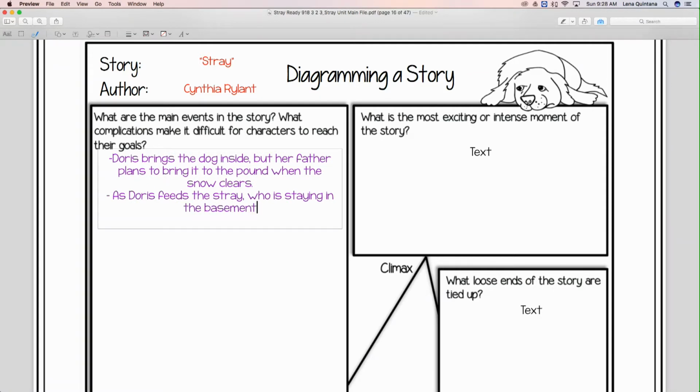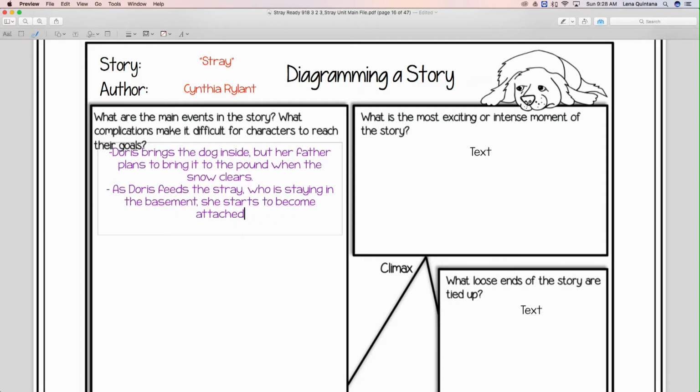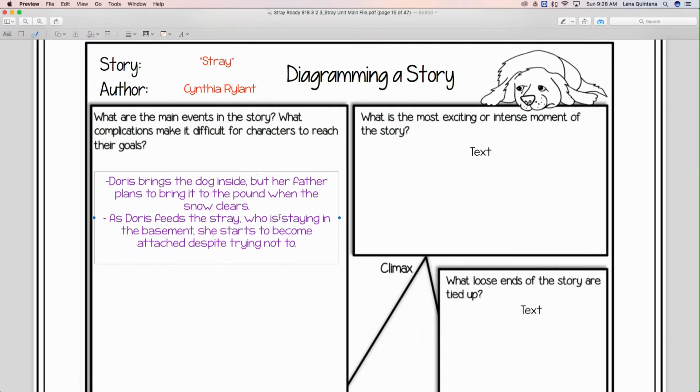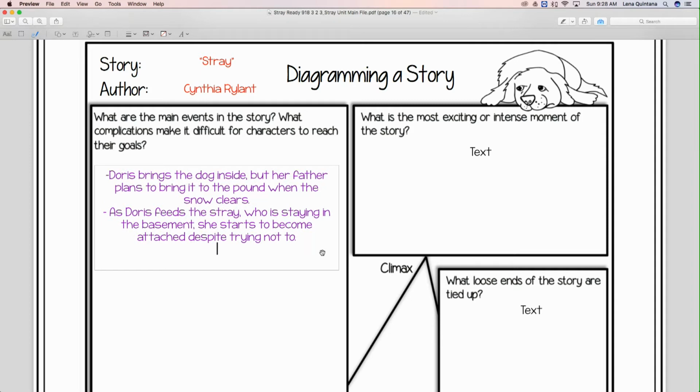Poor doggy. Well, I guess it's better than being out in the cold, right? She starts to become attached, despite trying not to. Because as we all know, it would be very, very hard to bring a doggy into your home who was out on the streets, and you know you're not going to get to keep it, so she's trying her hardest not to get attached to that dog.